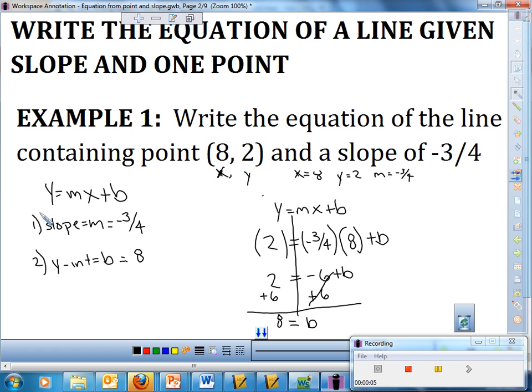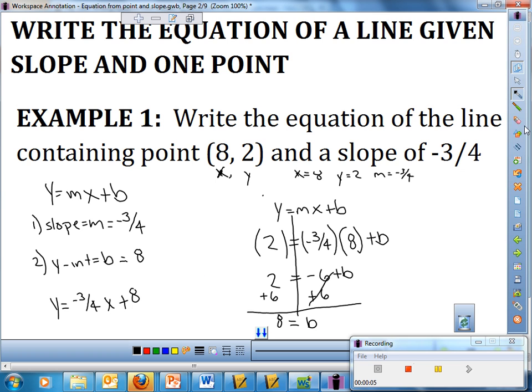Now, in order to write my equation, I needed to know what the slope was, and I needed to know what the y-intercept was. I now have the y-intercept and slope. So I'm going to write my equation out. y equals m, which is -3/4, x. Remember, the y and the x stay in the equation like they are, plus b, and my b was 8, so I'm going to put plus 8.